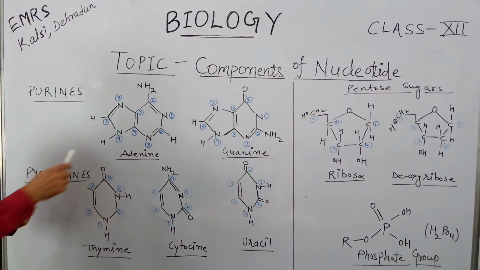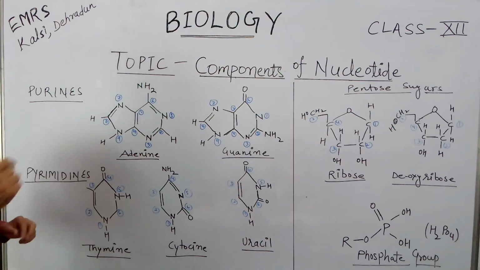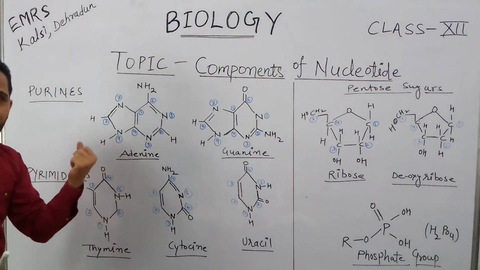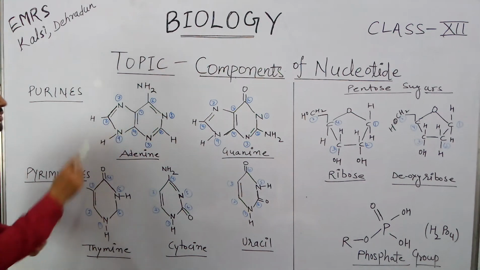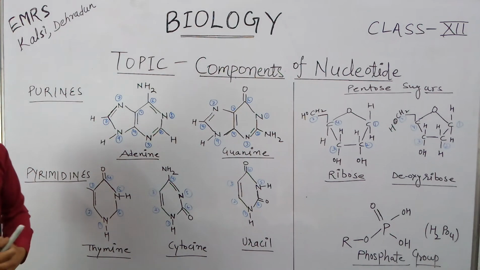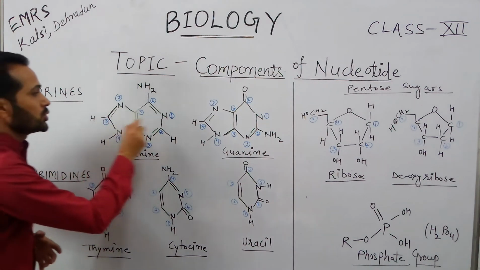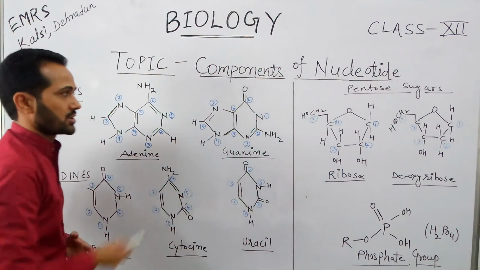First we will talk about the purines. There are 2 purines, adenine and guanine. So adenine and guanine, the purines, are dicyclic structures. Dicyclic because 2 ring structures are present in their structure.